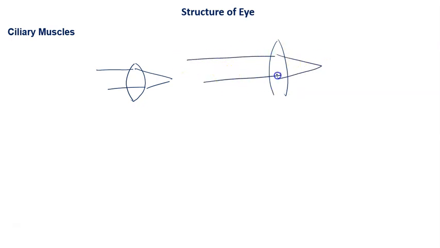Ciliary muscles. Basically, ciliary muscles hold the eye lens and these muscles help us to change the focal length of the eye lens. Basically, ciliary muscles just change the thickness of the eye lens. When the eye lens is thick, we can see close objects clearly. And when the eye lens is thin, we can see far away objects clearly. So automatically our eye lens size changes with the help of the ciliary muscles. So ciliary muscles provide the power of accommodation of the eye also.